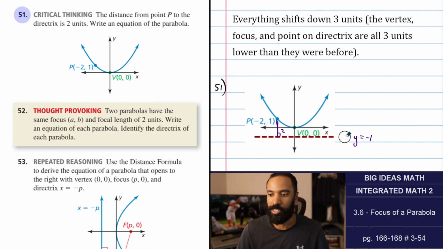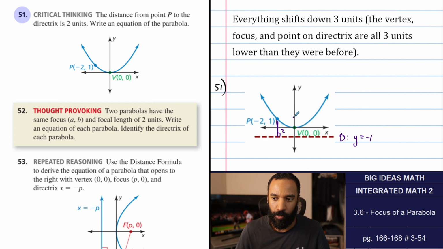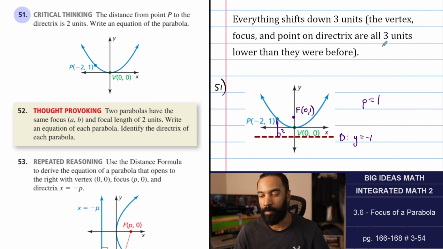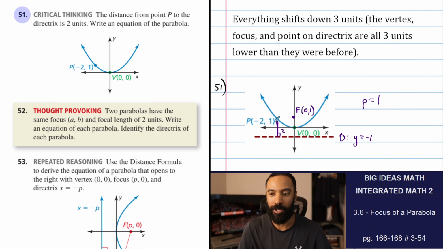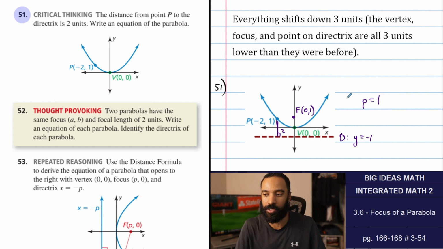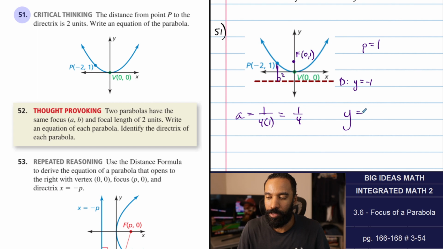That's what's important. This can help us find P. So if the directrix is y equals -1, the vertex is at 0, 0. This is 1 unit away, which means your focus is also 1 unit away. So that's at 0, 1. P equals 1. When they say write an equation of the parabola, that's all I really need to get. I don't care about the -2, 1 in particular, other than that 2 units away is at y equals -1. And now I can get my A value. A is 1 over 4P, which is 1/4. Your equation is y equals 1/4 x squared with your vertex at the origin.